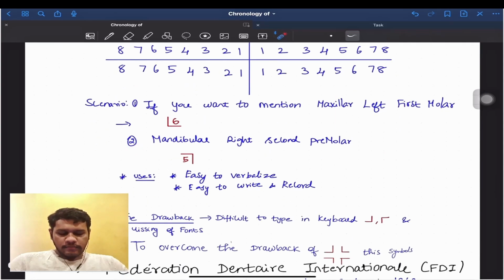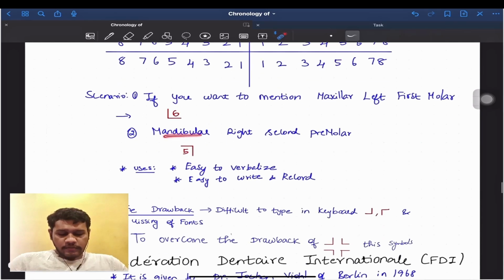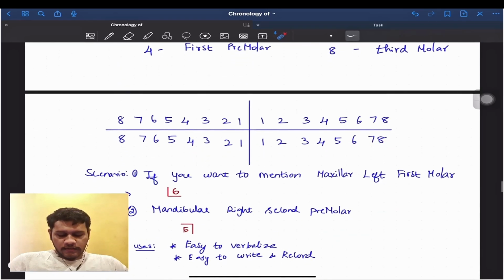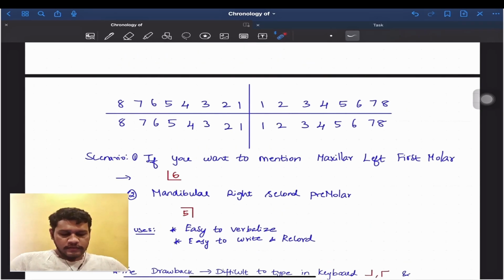Take another example. Mandibular right second premolar. The 5s are the second premolars. You have to mention mandibular right. This is the mandible and you have to take the right side. So this is the right side. So this is the tooth you have to mention. This comes with an angle like this. You mention it like this. If you want to easily remember the angles, make a short diagram like this and you can mention right, left, maxillary, mandible. You can take the cutout alone and find the angle of the tooth.